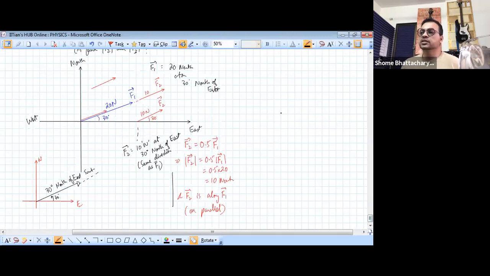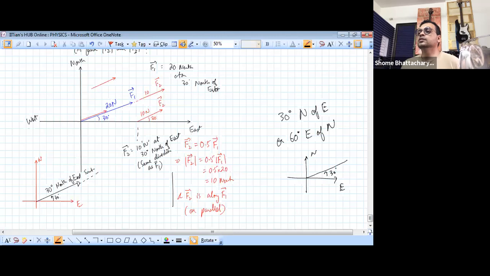That's the same thing. So 30 degrees north of east is the same thing as 60 degrees east of north. One and the same. They express the same thing. This angle ko 30 bole, this angle ko 60 bole. It's one and the same thing. Okay.